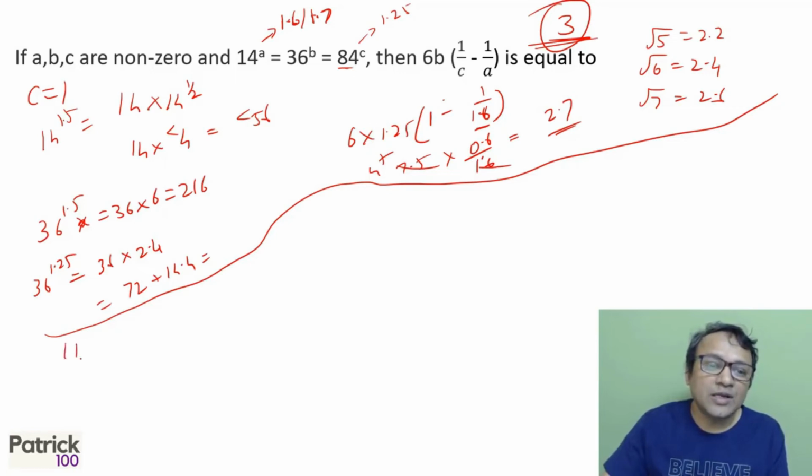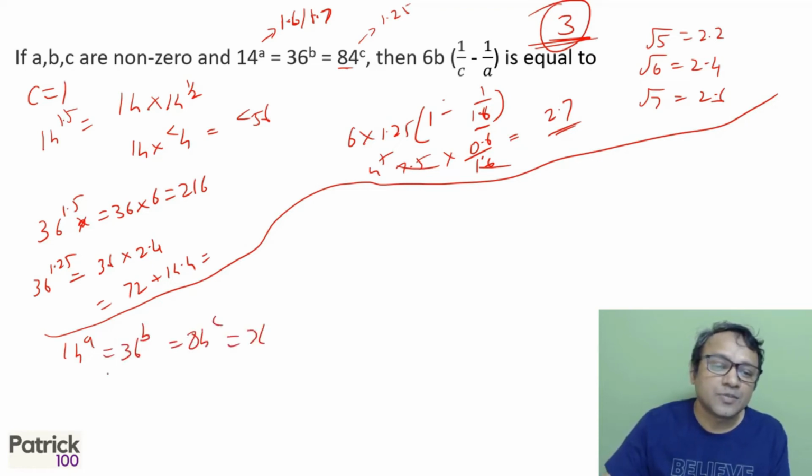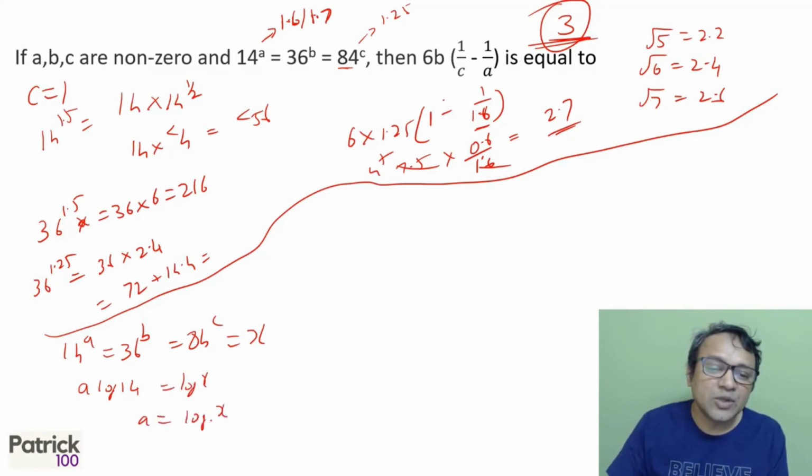Let 14 raised to A equal to 36 raised to B equal to 84 raised to C equal to X. Find the log. So if you look at it, A log 14 equals log X, or A equals log of X to the base 14. Similarly, you'll get B equal to log of X to the base 36, and C will be equal to log of X to the base 84.